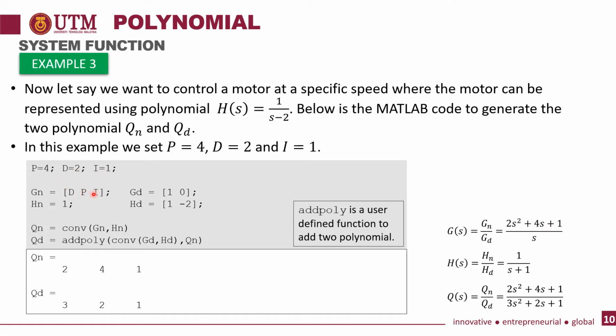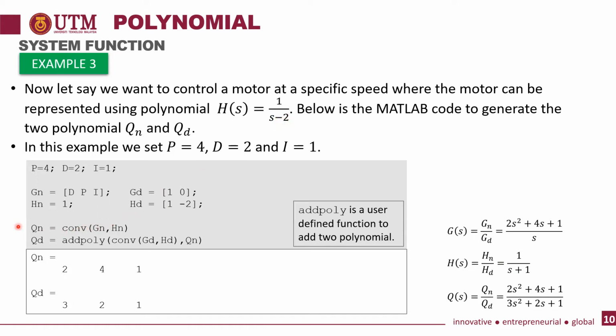And then gd here is just s, because we need to start from the term which is the power of 0. You must put 0 here, and 1 which is represented by s. Then hn is given here as 1. And this is the vector for hd: 1, which is represented by s, minus 2, which represents s minus 2.